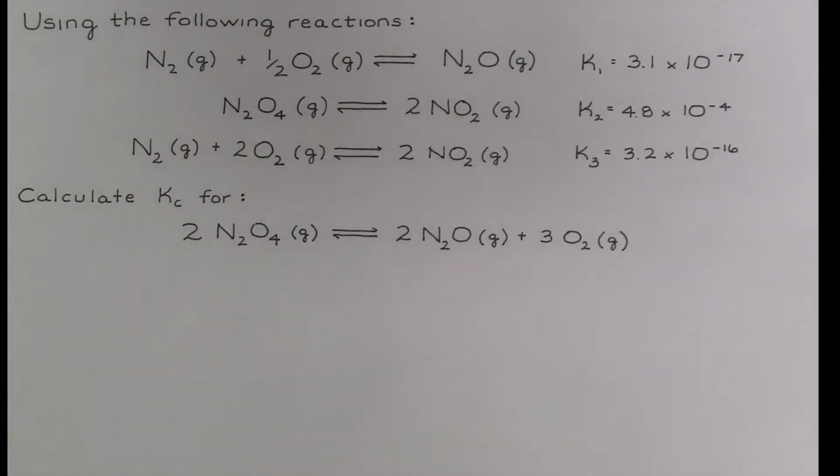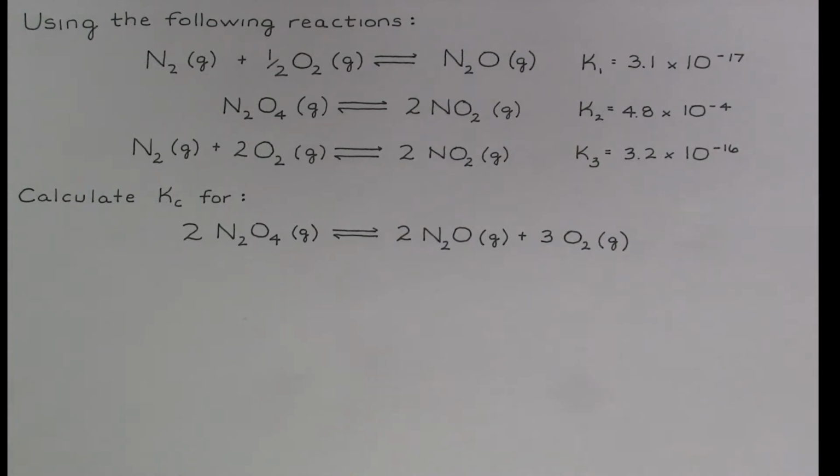In this week's video, we will be talking about manipulating K constants for equilibrium expressions. We will be doing two problems. The first problem says, using the following reactions. As you can see, we have three reactions with three equilibrium constants. We are then going to calculate Kc for 2 N2O4 gas going to 2 N2O gas and 3 oxygen gases.